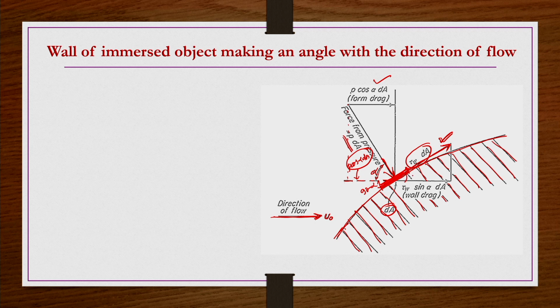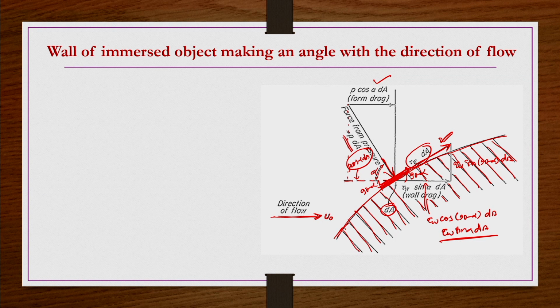So, now what is this angle? This angle is nothing but 90 minus alpha. So, this is going to be tau w sin(90 minus alpha) dA, and this particular component is going to be tau w cos(90 minus alpha) dA. So, tau w sin alpha dA.